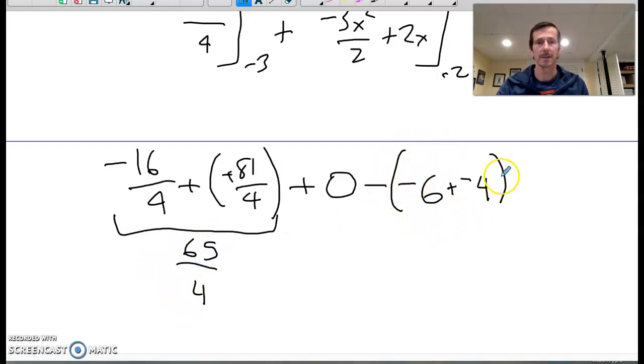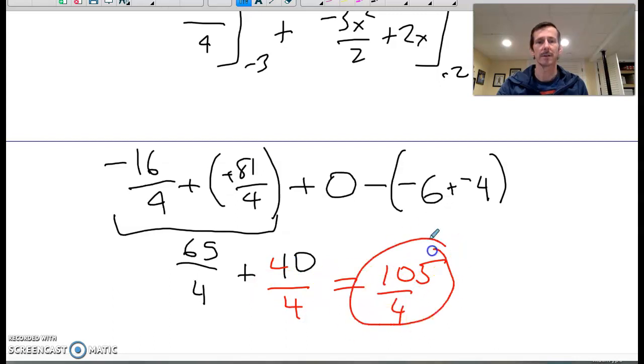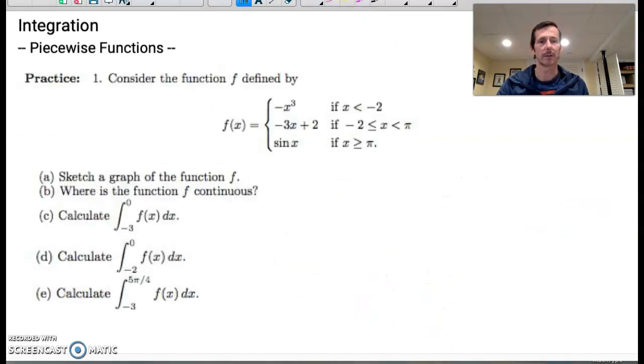And this in here is -10, but this negative out here means I'm actually adding 10. And 10 is the same as 40 fourths. So this answer is 105 fourths. That is the answer for the first part. Do not forget it. And this video is taking a very long time, so it may actually take longer than 15 minutes.